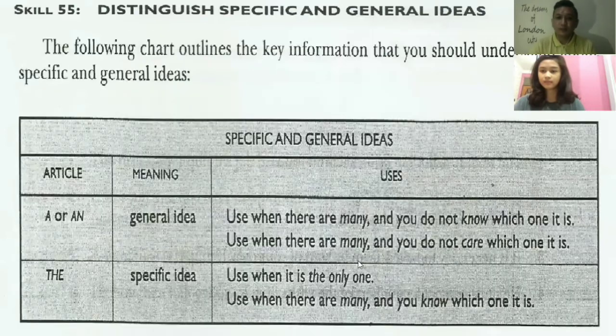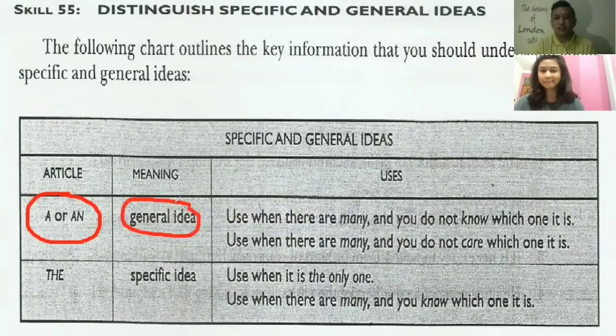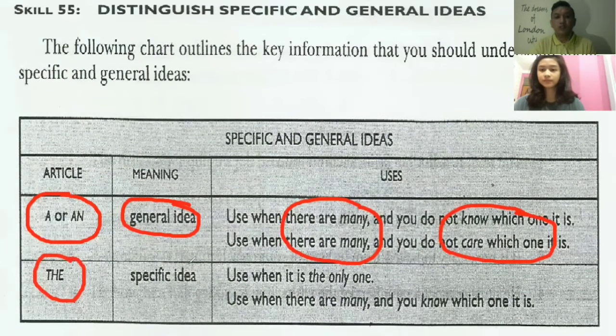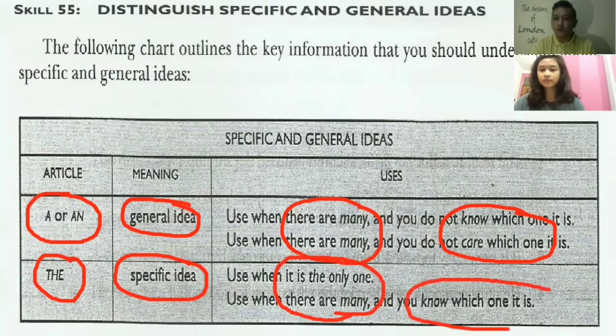Here, we're using the article "a" or "an" to talk about something general. It means that there are probably many objects, but we do not know which object we're talking about. Unlike the article "the," which we use to talk about something specific. There are probably many of the objects in this world, but we know which one we're talking about. So far, okay? Yeah. Okay.